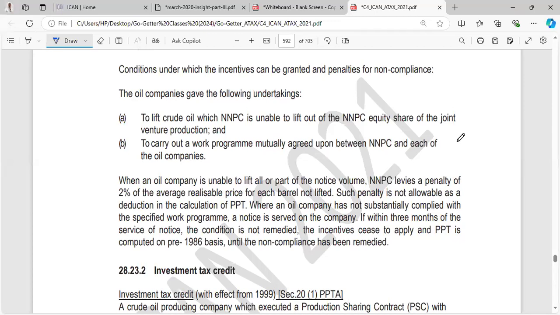If within 3 months of service of notice the condition is not remedied, the incentive ceases to apply and PPT is computed on a pre-1986 basis, whereby there is no MOU. So the MOU is: if you have agreed to do that, followed by those conditions, then you are going to get that MOU that is reducing your tax.